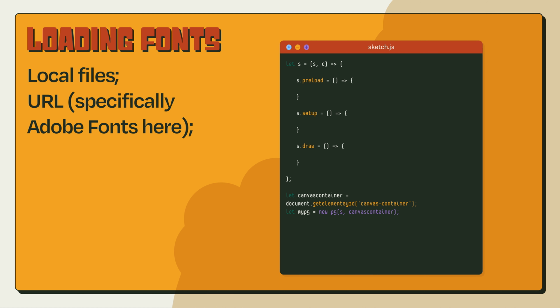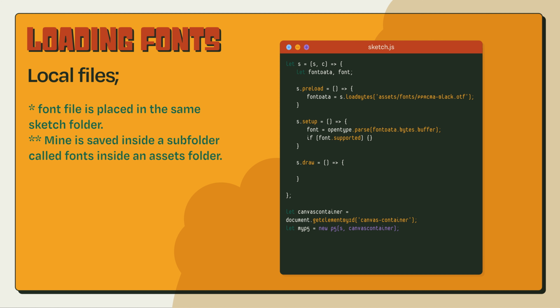Loading fonts is the next step. We have two options, loading from a local file or Adobe Fonts. Technically any URL from which you can get font information, but I'll demonstrate with Adobe Fonts because that's what I used. For local files, we'll use p5js load bytes function inside preload.